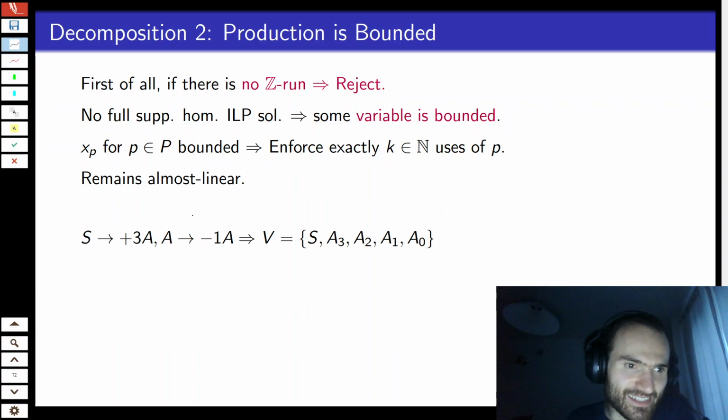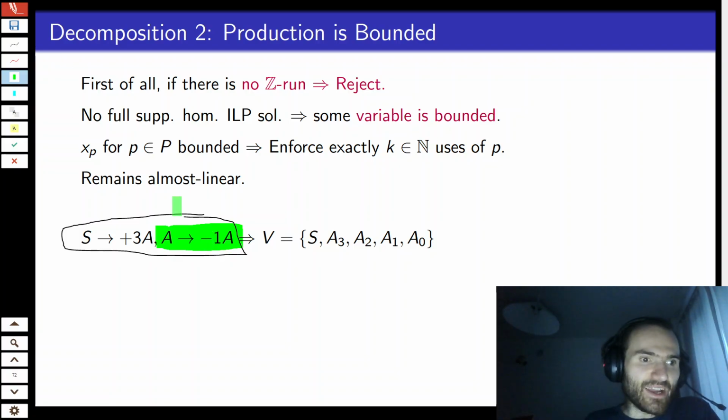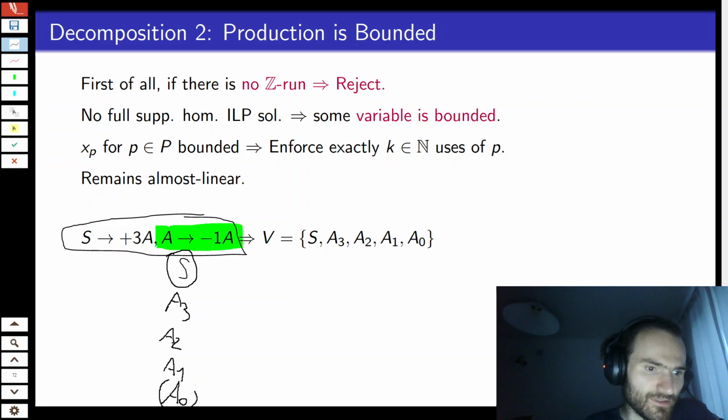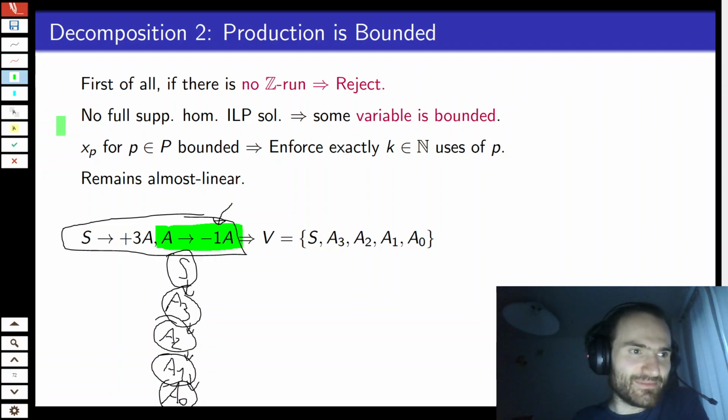Actually it's exactly the same example we had before, but now I removed the right hand side for simplicity. If you have this kind of thing, then this rule here is bounded. And so the fact that this rule here is bounded means that you now create, just as we had before, the structure S, A3, A2, A1, A0. And you remove this production from every SEC. And we have already checked before that this actually decreases the cycle space.